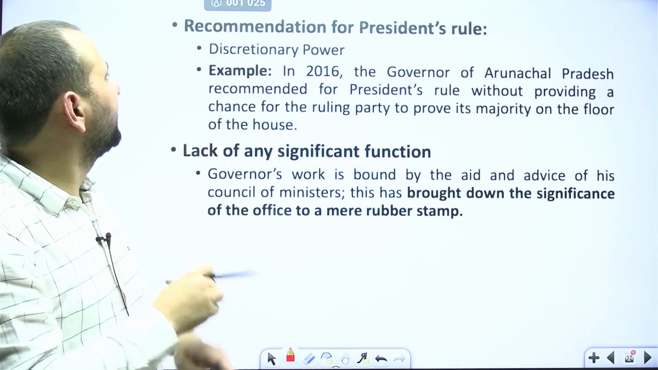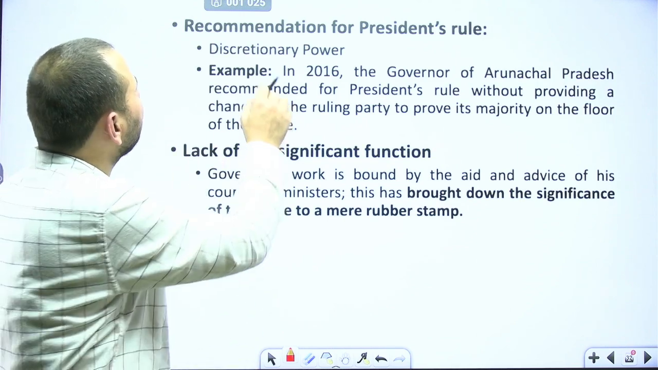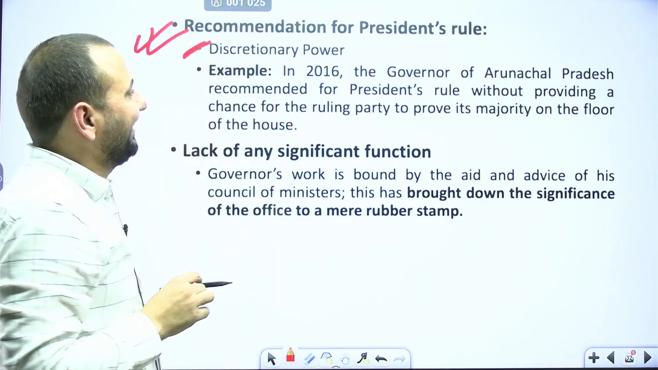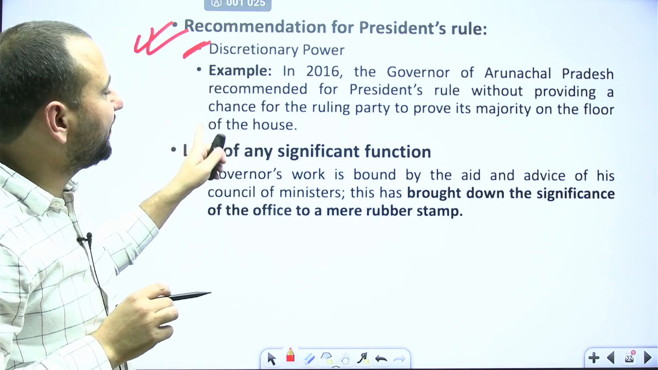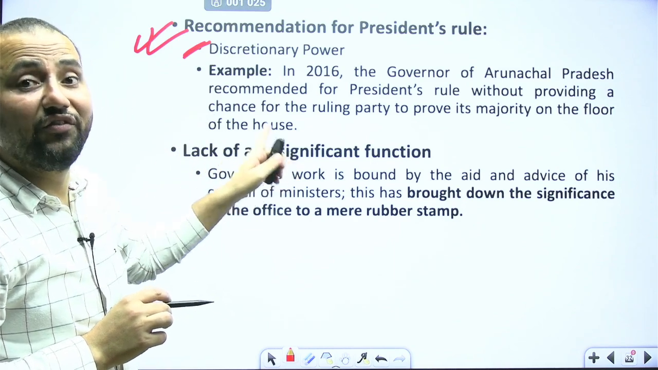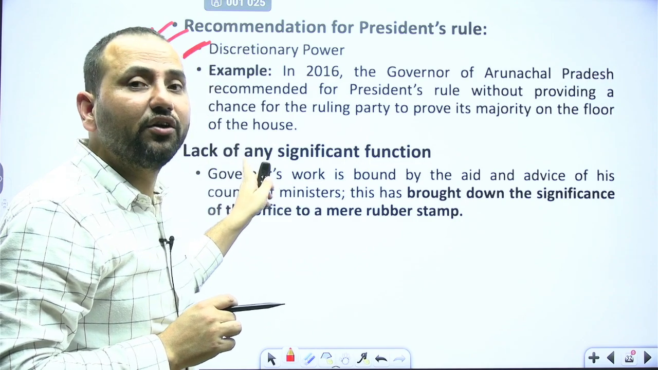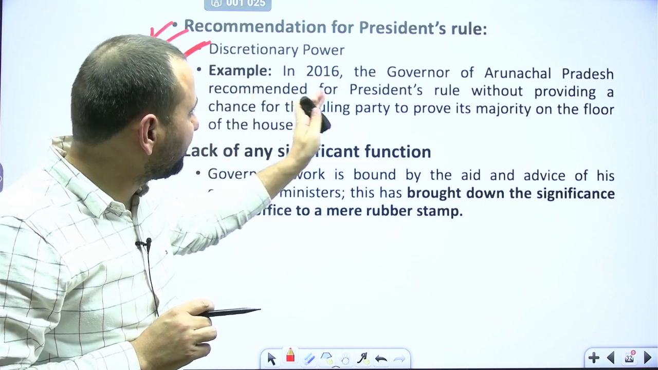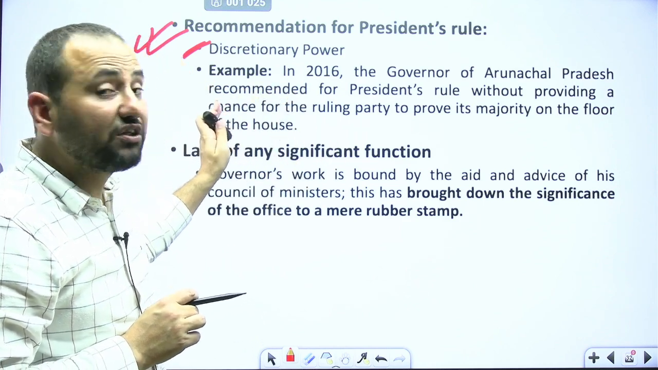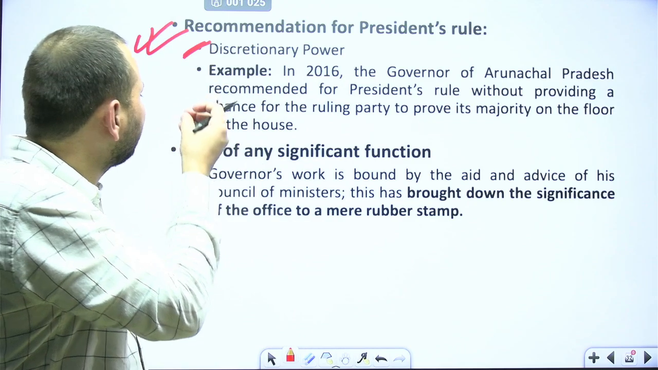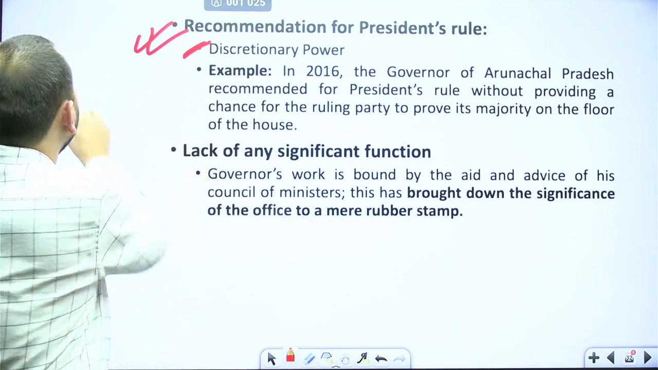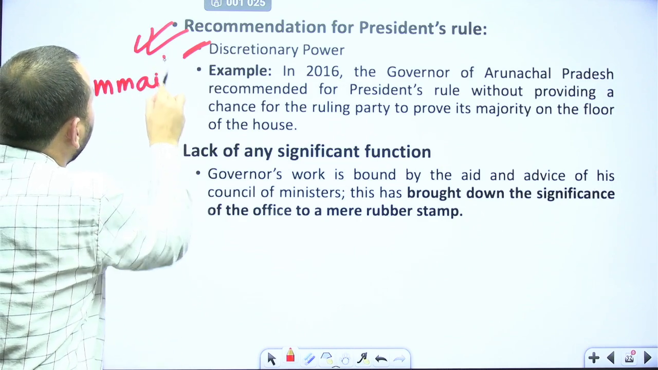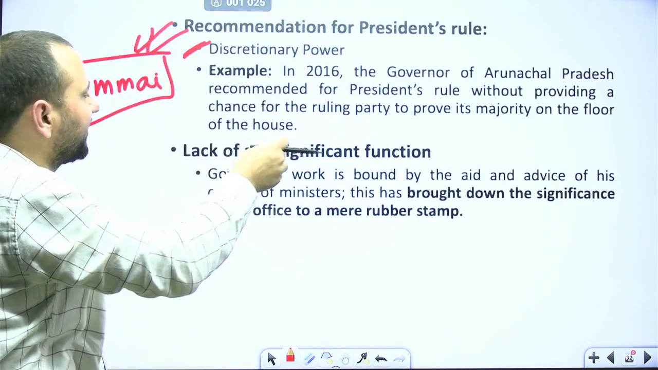We also have to understand that the recommendation of the president's rule is a discretionary power. But in this discretionary power, we have seen a lot of cases where it has not been used in proper interest. Like in 2016 in Arunachal Pradesh, president's rule was recommended, which was not necessary there. There have been various examples associated with this, even after the SR Bommai case. Before the Bommai case, there were more instances, but after the Bommai case, these instances started decreasing.